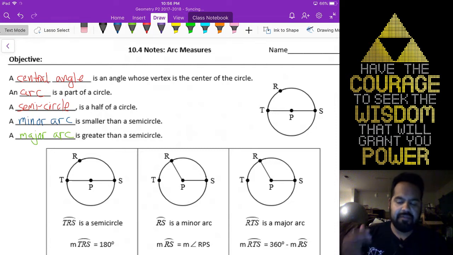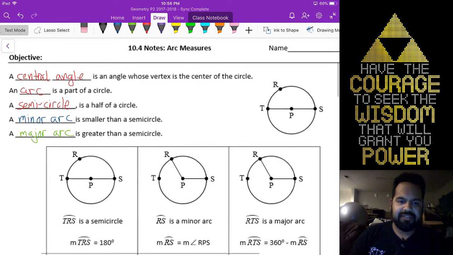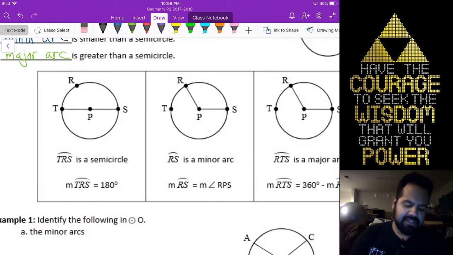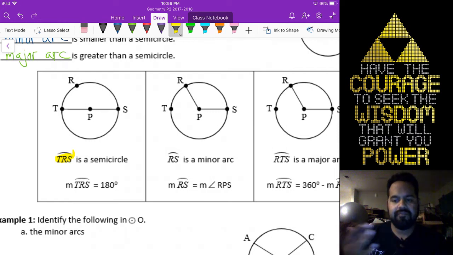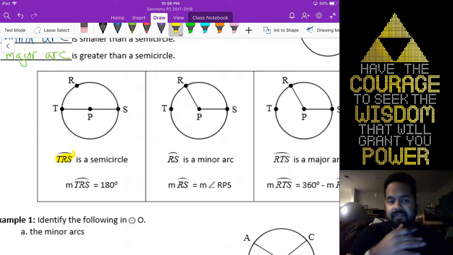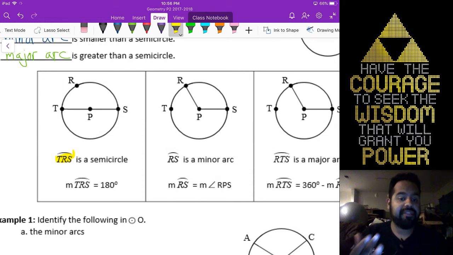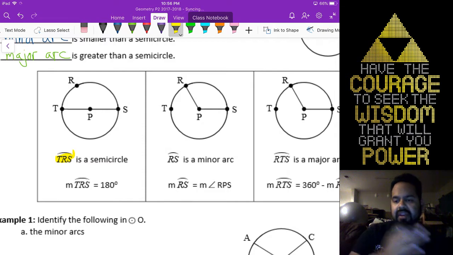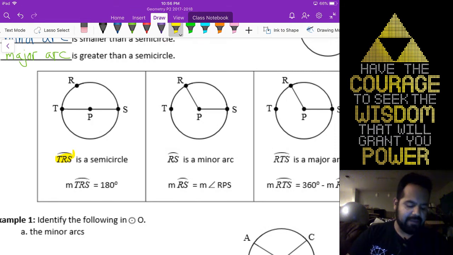Now, a couple things to note about your arc measures. Do you notice that right here I use 3 letters for measuring an arc? Usually you need a minimum of 2, but if you need to ever indicate a direction for how you want to show it, you're going to use 3 letters. So you follow the path. The first letter and the last letter are your starting points. The middle letter tells you the direction. So that would mean I would start at T, go to R, end at S. So you would be reading it this way.